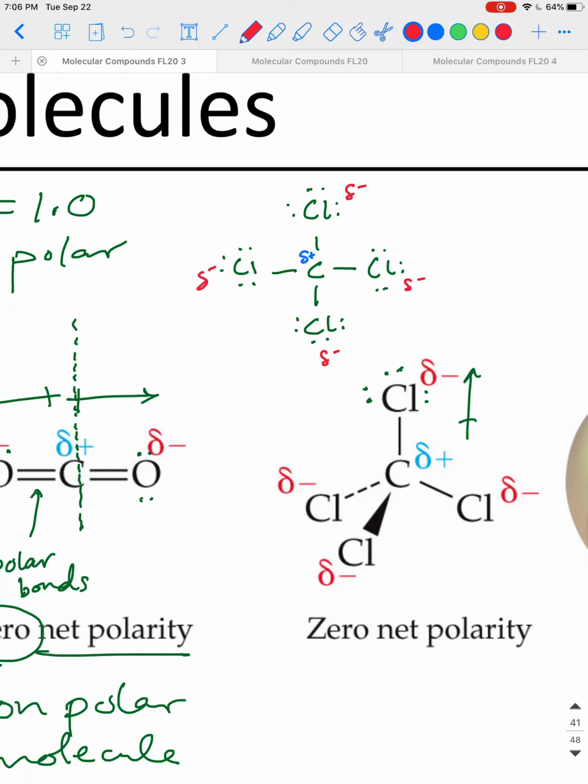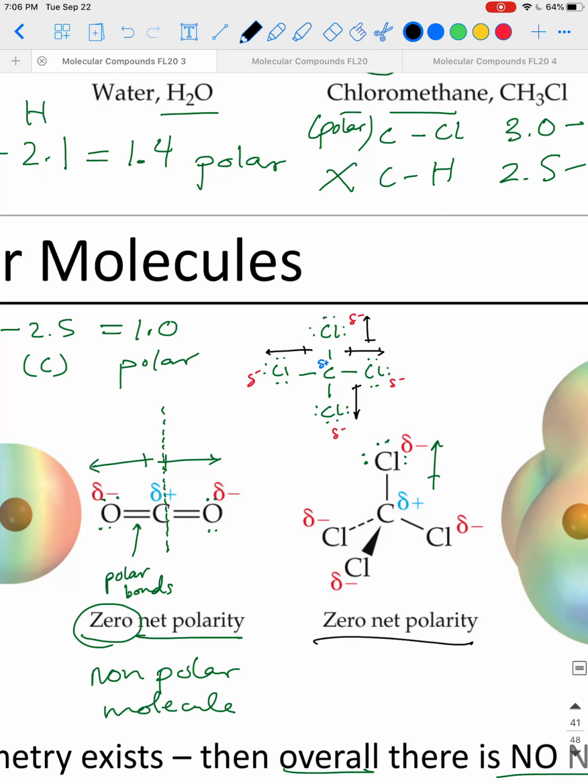So I'm going to draw a dipole pointing towards every partial negative. So I'm going to draw one pointing from carbon towards the chlorine on the right and from carbon pointing towards the chlorine on the left. I'm going to draw one pointing from carbon towards the chlorine up and from carbon pointing towards the chlorine down. So what do we notice? Because there is symmetry in this molecule, the dipoles pointing east and west cancel each other out. The dipoles pointing north and south cancel each other out. So again, there is zero net polarity because there's symmetry.